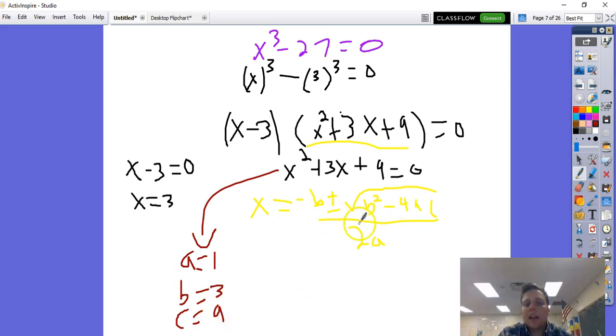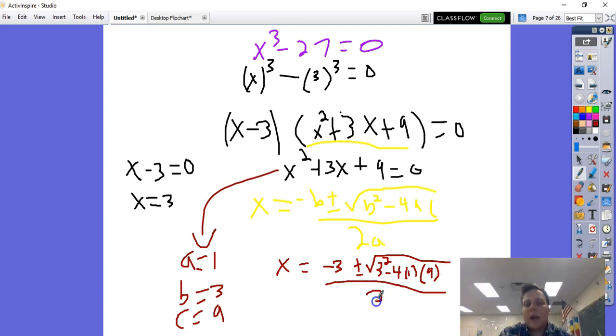So then I can plug a, b, and c into the quadratic formula. I can say x equals negative b, so negative 3, plus or minus the square root of 3 squared minus 4 times 1 times 9, because it's 4 times a times c, all divided by 2 times a, which is 2 times 1. Then we simplify what's underneath the square root. That's always what we do. We simplify what's underneath the radical. That gives us negative 3 plus or minus the square root of negative 27, all divided by 2.